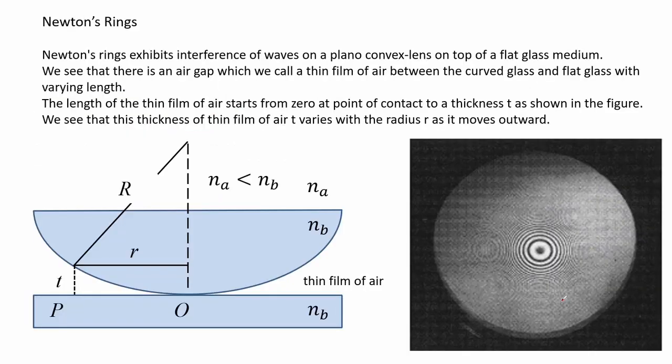Newton's rings exhibit interference of waves on a plano-convex lens on top of a flat glass medium. We see that there is an air gap, which we call a thin film of air, between the curved glass and flat glass with varying length. The length of the thin film of air starts from 0 at the point of contact to a thickness T, as shown in the figure. We see that this thickness T varies with the radius r as it moves outward.